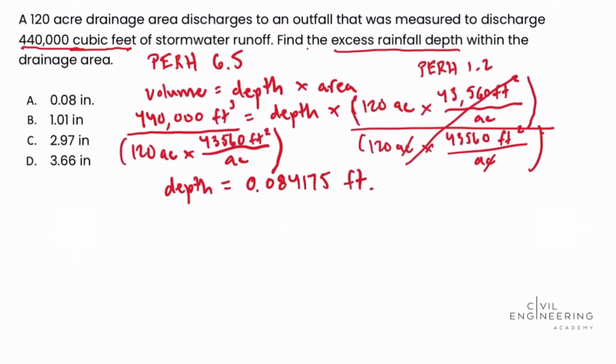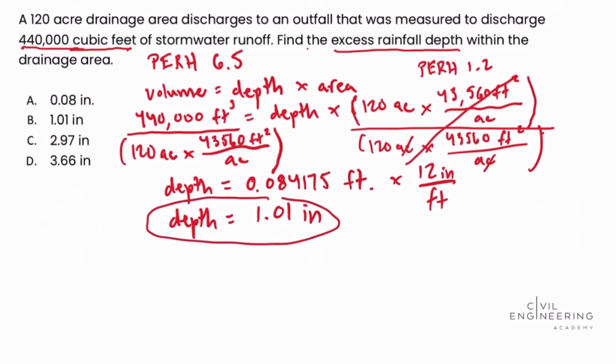So what we'll do is we'll take this one step further and we'll simply multiply 0.084175 feet, our depth, by the unit conversion factor of 12 inches per foot, and that gets us a depth in inches of 1.01 inches, which is our final answer for depth in inches. If we look at our answer choices, that is answer choice B.